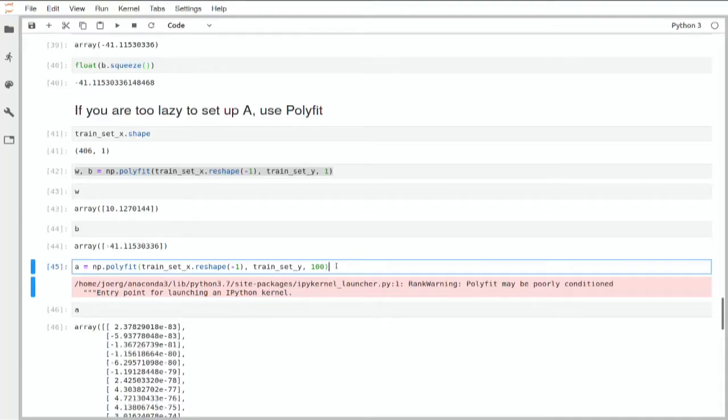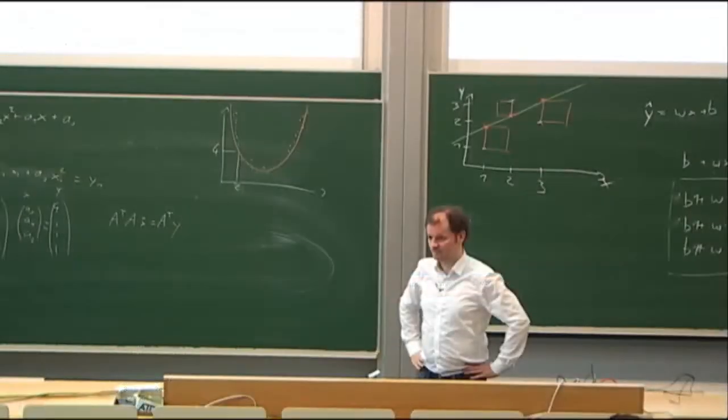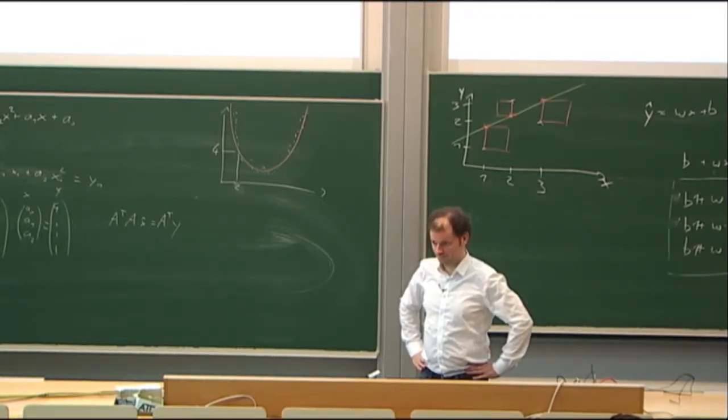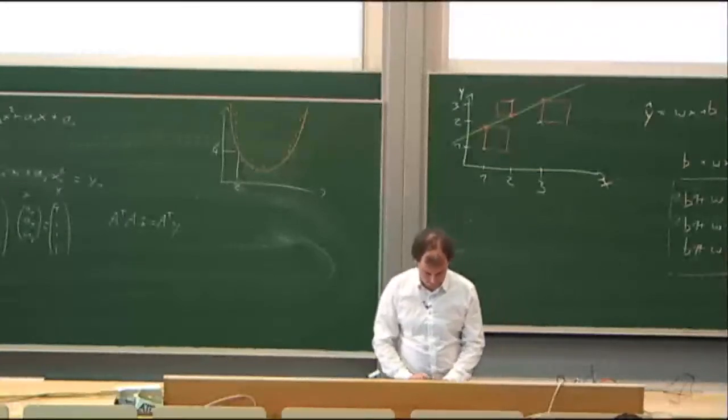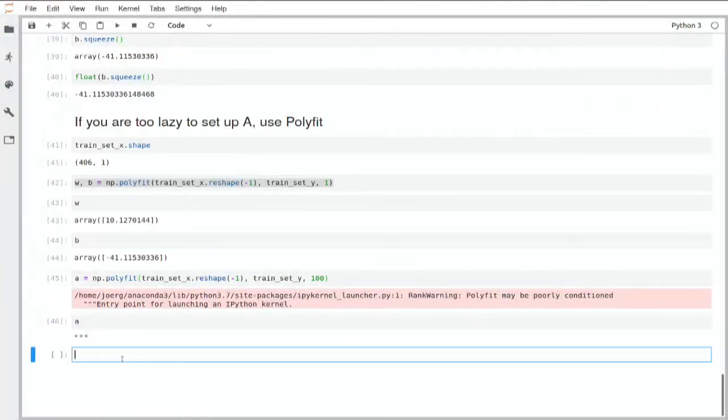Who thinks it's actually a good idea to fit a 100-degree polynomial to this data? Who thinks it's a bad idea? Why? Can anybody give a reason? Yes? So if you have a higher degree of polynomial fit, then you have a really good fit in the short term. But for, let's say, longer data sets, it might really explode on one or the other. Yeah, exactly. So in machine learning, this problem is generally called overfitting.